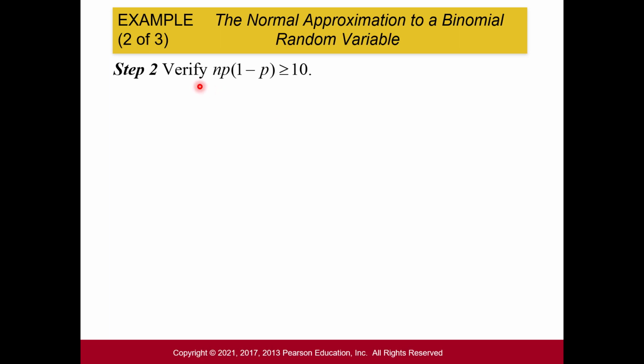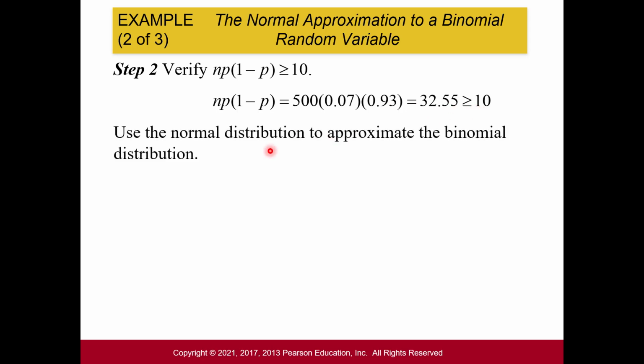Next, let's verify that this computational value is greater than or equal to 10. That will tell us if we can use our normal approximation. So we plug in our sample size n, 500, our probability, 7%, and then the complement of that is 1 minus 0.07, which is 0.93, or 93%. So we get 32.55, which is definitely greater than or equal to 10. And so that tells us that we can use a normal distribution to approximate the binomial distribution.